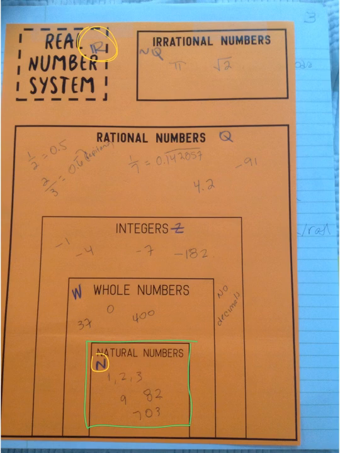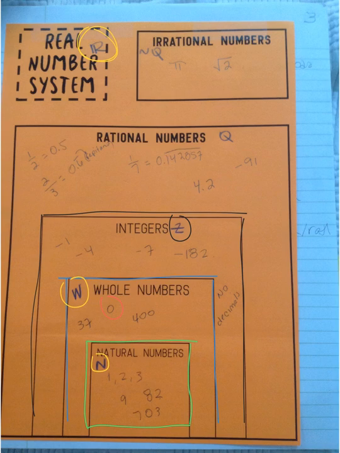The next subset we have are whole numbers. Whole numbers have an abbreviation of W. They are all the natural numbers, but they include 0. The next subset are integers. Integers have a symbol of Z, and integers include all the natural numbers, all the whole numbers, and the negative numbers. There are no decimals. So you'll see -1, -4, -7, -182. They also include 0, 37, 400, and 1, 2, 3, 9, 82, and 703.